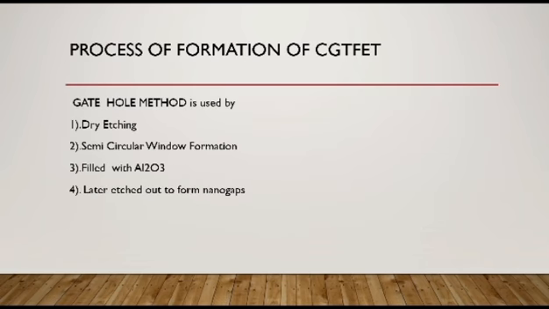And the process for formation of CG TFET: the fabrication flow of CG TFET is in accordance with the gate hole formation method. In this method, using dry etching, a semicircular window is formed, which can be filled with aluminum dioxide and later etched out to form a nano gap for biosensing purposes. The total channel length for all the analysis is kept at 40 nanometers, of which the nanogap is 25 nanometers long.